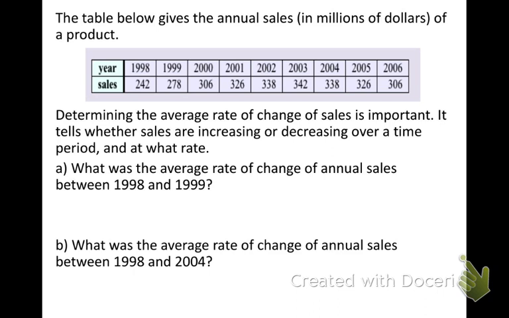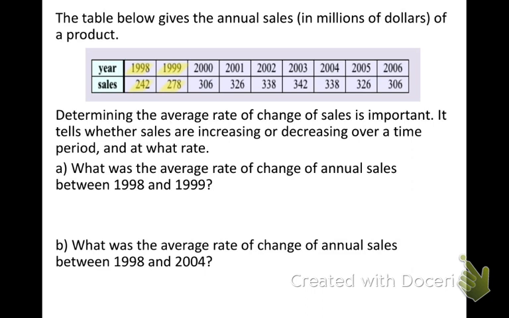So if we're looking at this from a business perspective, it's definitely important to know, are your sales increasing? Are they decreasing? Do you need to make adjustments? The first question here wants to know, what is the average rate of change of annual sales between 1998 and 1999? So we're going to go to 1998 and 1999. We're going to see that in 1998 we had 242 sales, and in 1999 we had 278 sales.